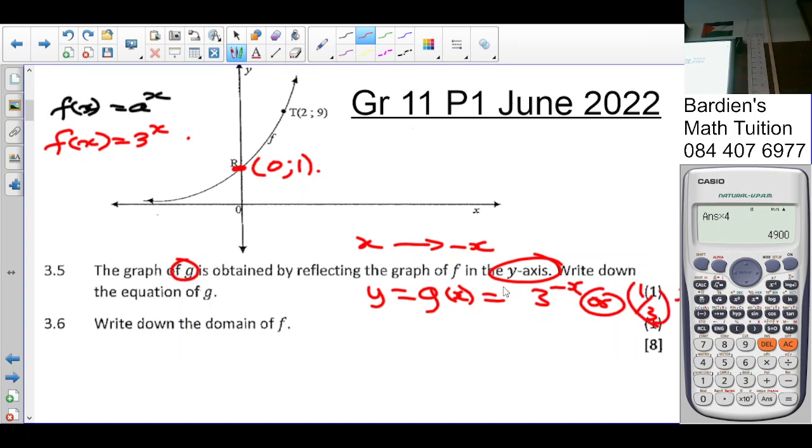Then it says, write down the domain of f. What is the domain? All possible x values. What can we say? It goes from negative infinity to positive infinity. So x is an element of all the real numbers.